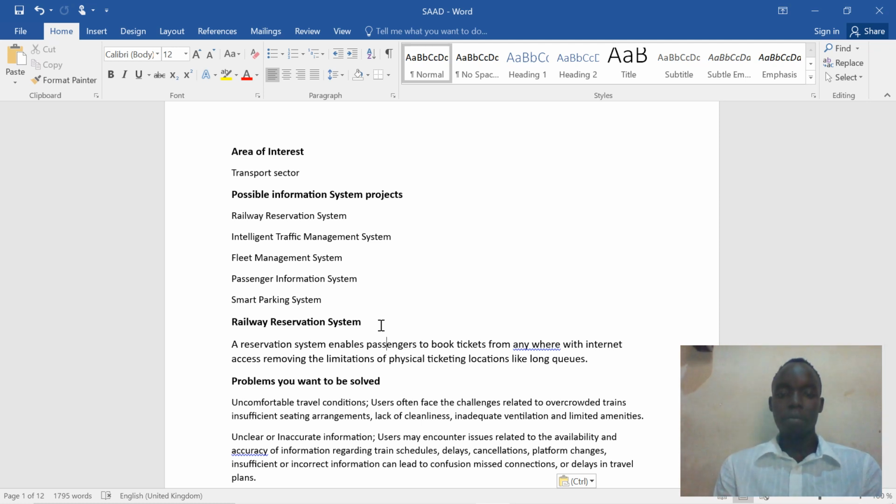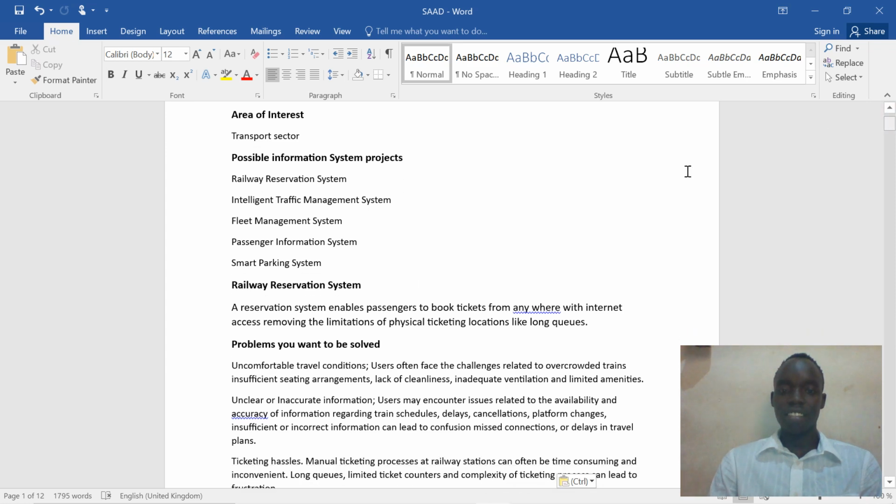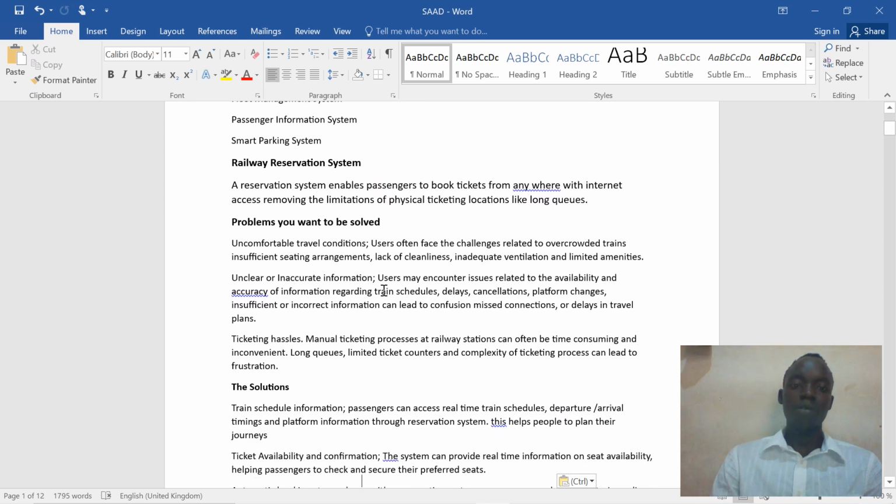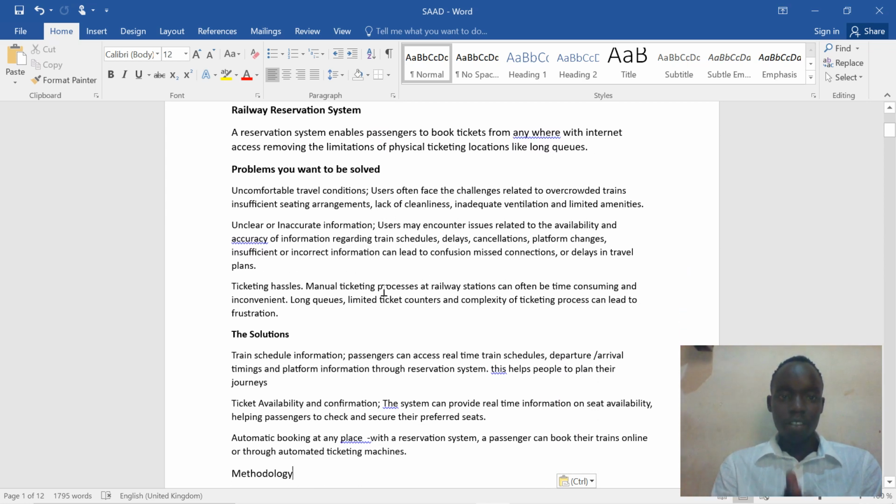This brings passenger convenience and security, and it also removes black ticket sales, where you find someone selling tickets. That is corruption, which is not good. The problems I want to solve are uncomfortable travel conditions, unclear or inaccurate information, and ticketing hassles. This frustrates customers in the stations, during the parking, and during the booking.